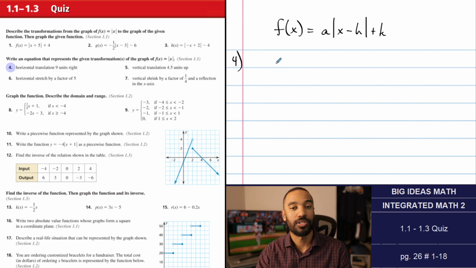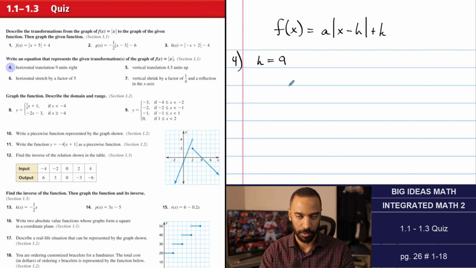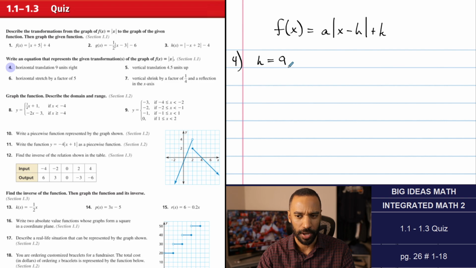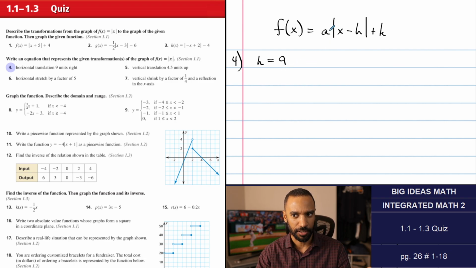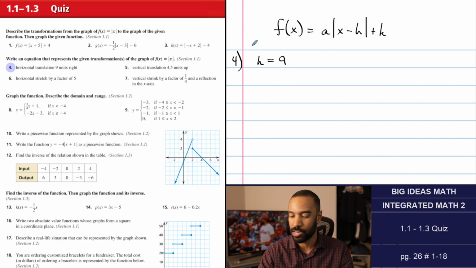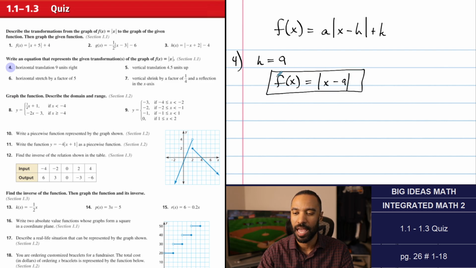Number 4, horizontal translation 9 units to the right. That means our h value is 9. That means in our equation, it's going to be written with an x minus 9 in there because it's x minus h. That means that a is 1 and k is 0. Assume by default a is 1 and k is 0, meaning we aren't going to write them unless anything changes on them, even if it means making a negative. So right now, h equals 9 is the only change in this. That makes this f of x equals the absolute value of x minus 9. Nothing else changes compared to the original f of x equals absolute value of x.